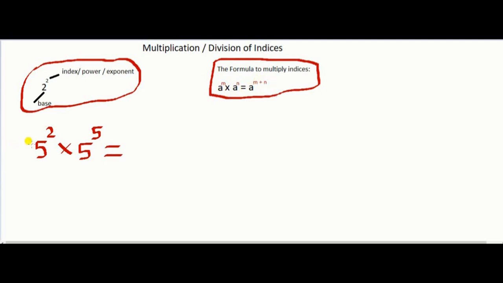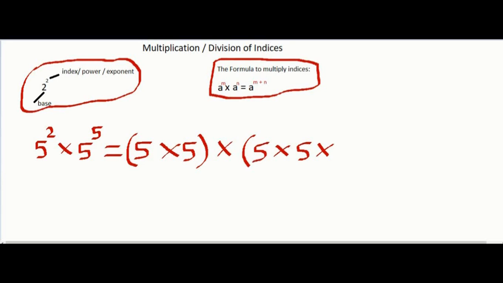So we have 5 to the second power times 5 to the fifth power. 5 to the second power means that we should multiply 5 times 5. So in this bracket we should have two 5s. For 5 to the fifth power, we should have 5 times 5 times 5 times 5 times 5. So we should have five 5s in this bracket: 1, 2, 3, 4, 5.